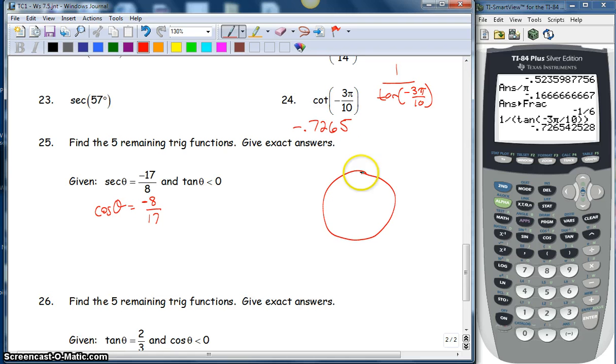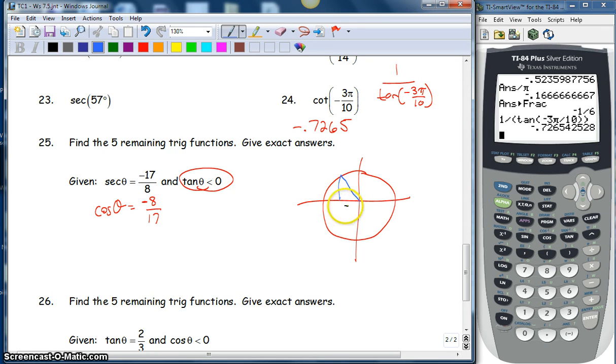Well, cosine is negative either in quadrants 2 or 3. And then it says tangent is negative. Remember, tangent is negative in quadrant 2 because sine is positive and cosine is negative. So when you divide a positive by a negative, tangent's negative. Down here, they're both negative, tangent's positive. So I'm going to draw my triangle right here.